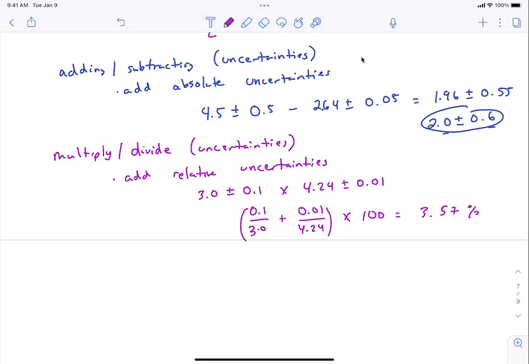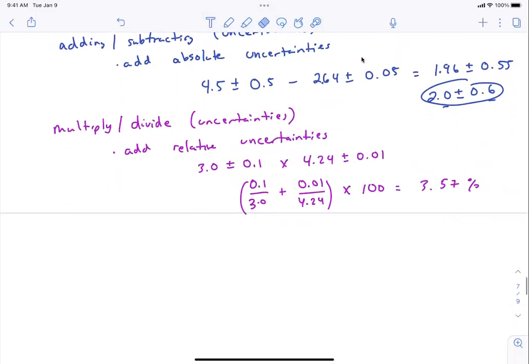Yes. So it would be 12.72, plus or minus 3.57% or 3.6%. The place value doesn't matter. My general rule of thumb is you round to a tenth if it's greater than 2%, and round to hundredths if it's less than 2%.